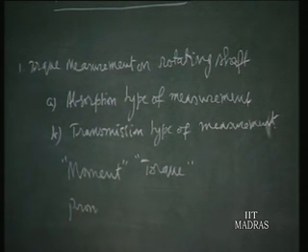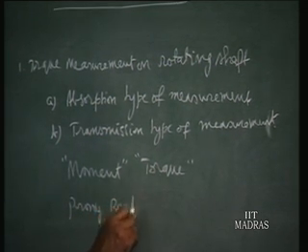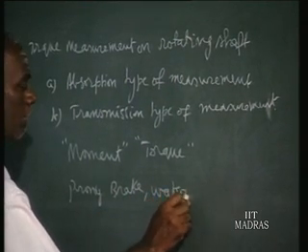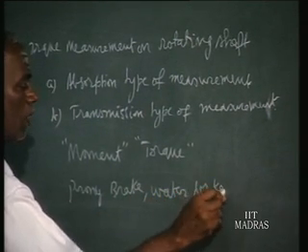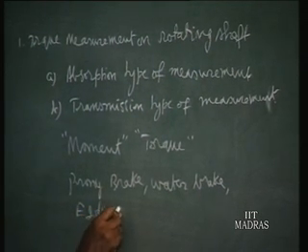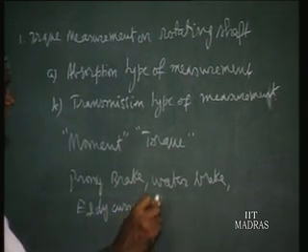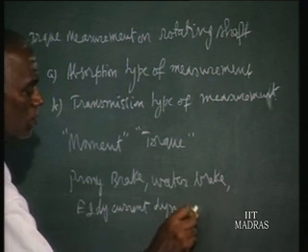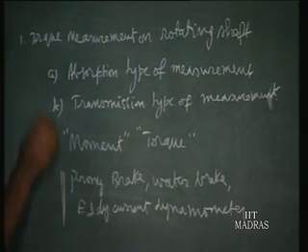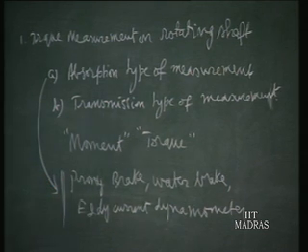These are done at the undergraduate level for testing of IC engines: the Prony brake, then the water brake, and the eddy current dynamometer. So these are the devices normally used for absorption type of measurement.